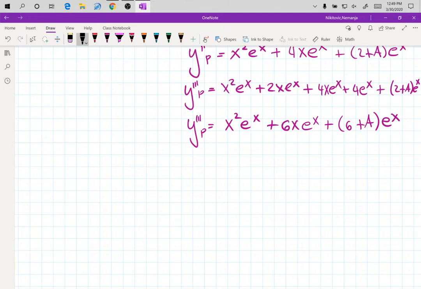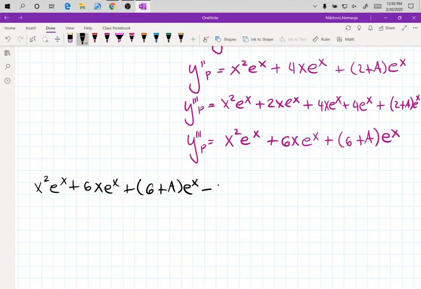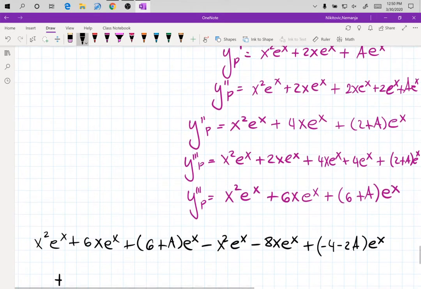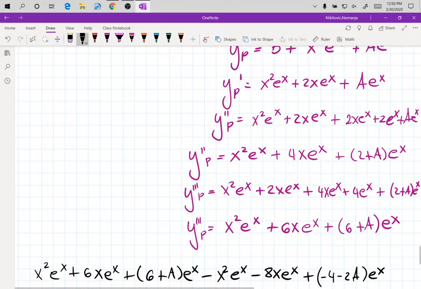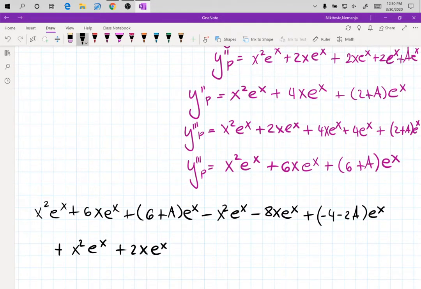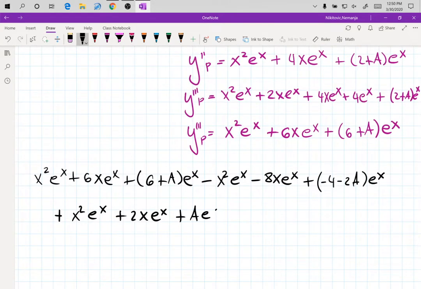All right, where's my differential equation? I was on problem 37, if I remember it well. So take this mess: x squared e to the x plus 6x e to the x plus 6 plus a e to the x, minus 2 times each one of those, minus 2x squared e to the x minus 8x e to the x, plus, let's go with negative 4, negative 2a e to the x, plus the original y prime, that's x squared e to the x plus 2x e to the x plus a e to the x equals 1 plus x e to the x.